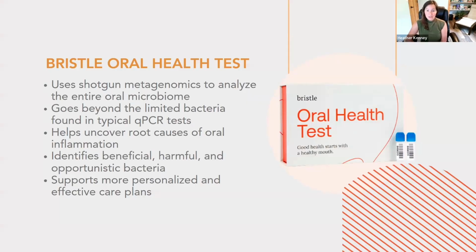So I think Bristol is extra special, not just because I work for them, but we use a different technology here with shotgun metagenomics. So shotgun metagenomics looks beyond just the limited version of a qPCR test where we're just looking at limited specific bacteria like the red complex or orange complex bacteria, or just a few of the pathology that would lead to decay issues. It helps us to uncover root causes of oral inflammation, and it can identify beneficial, harmful, and opportunistic bacteria. And this can support our treatment processes and help us personalize our care plans for our patients.